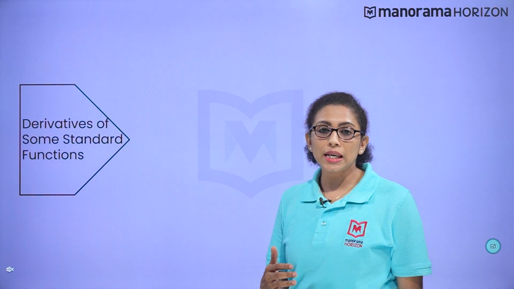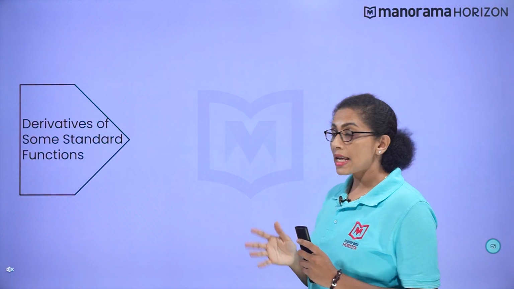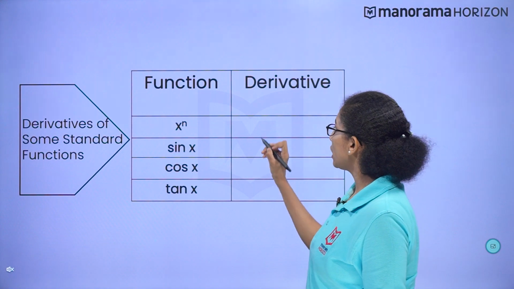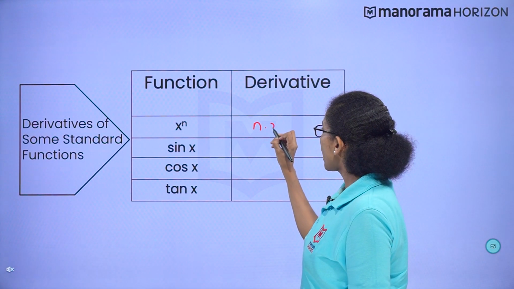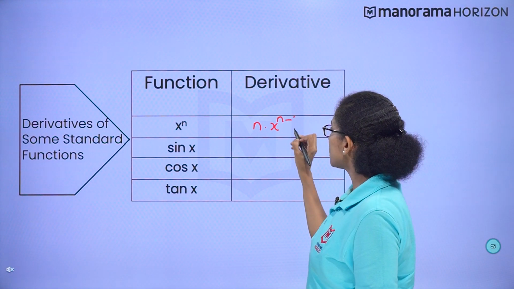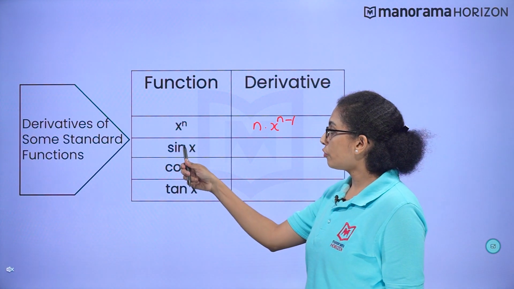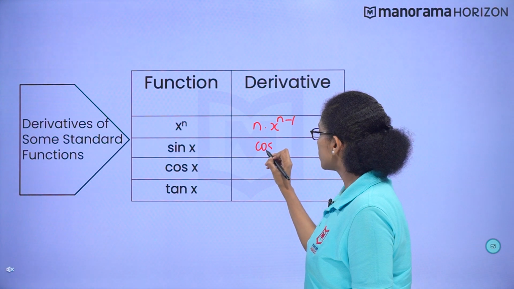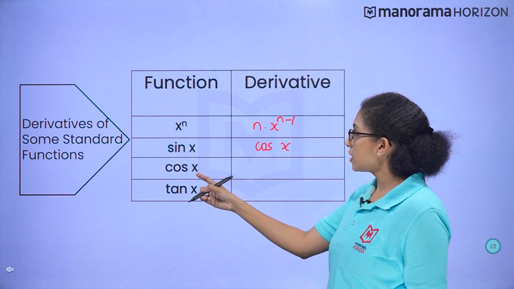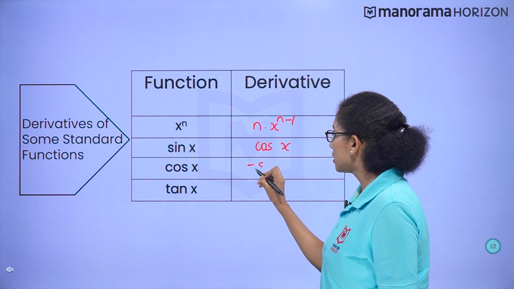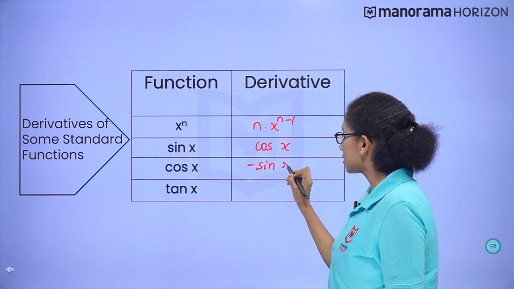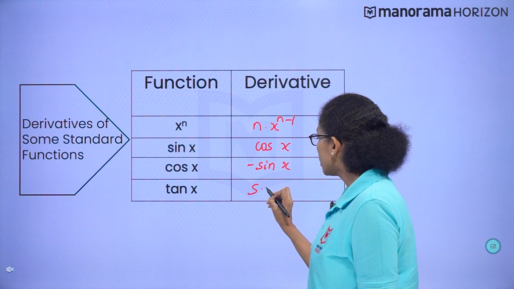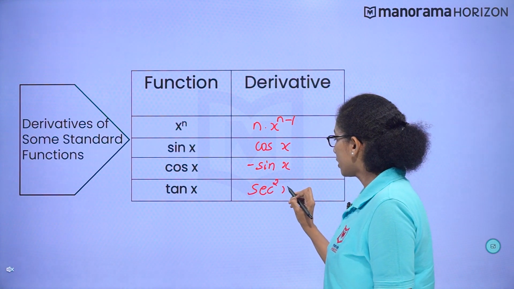We shall now see the derivatives of some standard functions. First one, x raised to n, its derivative is n into x raised to n minus 1. Now, for the function sin x, its corresponding derivative is cos x. For cos x, the derivative is minus sin x. And what about tan x? The derivative of tan x is nothing but sec square x.